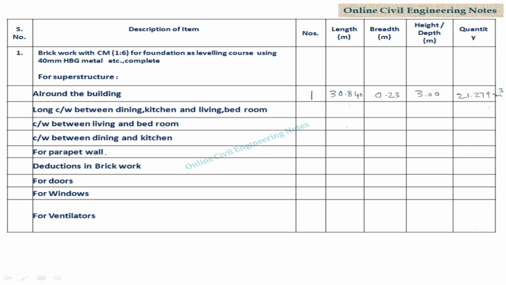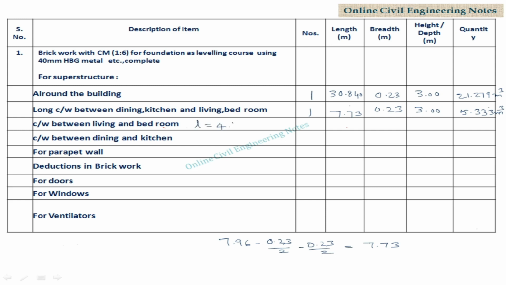The next portion, long cross wall between dining, kitchen and living bedroom. We know center to center length 7.96. In 7.96 we have to deduct half of the thickness on both sides, 0.23 by 2 minus 0.23 by 2. Required length is 7.73 meters. So number is 1, 7.73 is the length, breadth is 0.23, height is 3 meters. Quantity is 5.333 cubic meter.